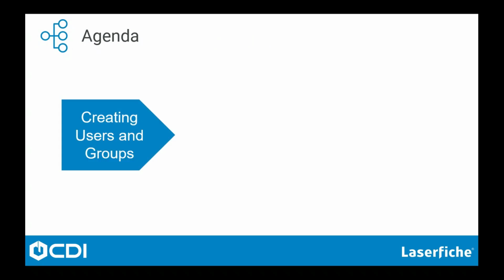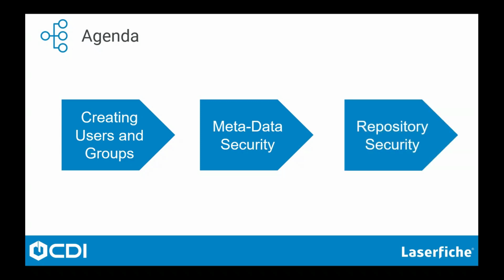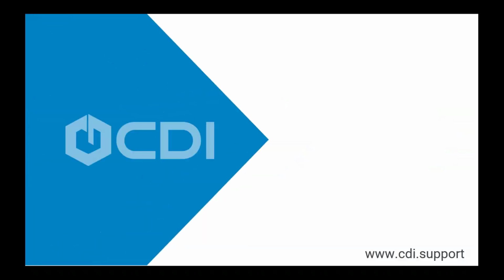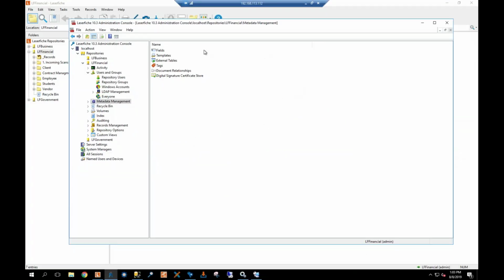High-level agenda for today, we're going to start by creating a user and then assigning that user to a group. We're then going to take a look at metadata security and how we can apply security to metadata templates, fields, and tags. And then we'll finish up by adding security restrictions within the repository itself at that folder and document level. So with that, let's go ahead and get into it.